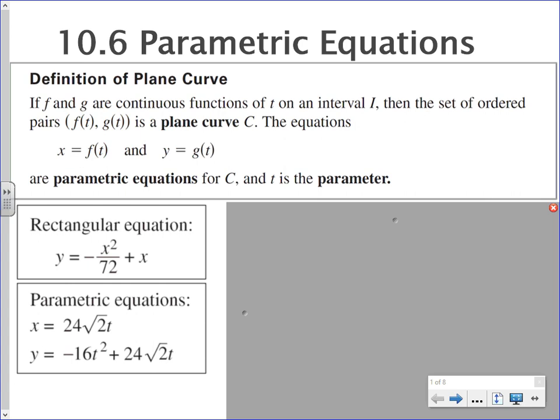Here is a set of parametric equations that would be describing this parabola. So we have an equation for x that has a t in it. We have an equation for y in terms of t. And what happens is we plug values into t to get x, y coordinates.